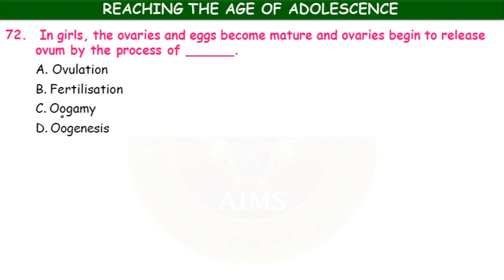In girls, the ovaries and eggs become mature and ovaries begin to release ovum by the process of ovulation, fertilization, oogamy, oogenesis. In girls, the ovaries and the eggs become mature and the ovaries begin to release ovum. That process is called ovulation.